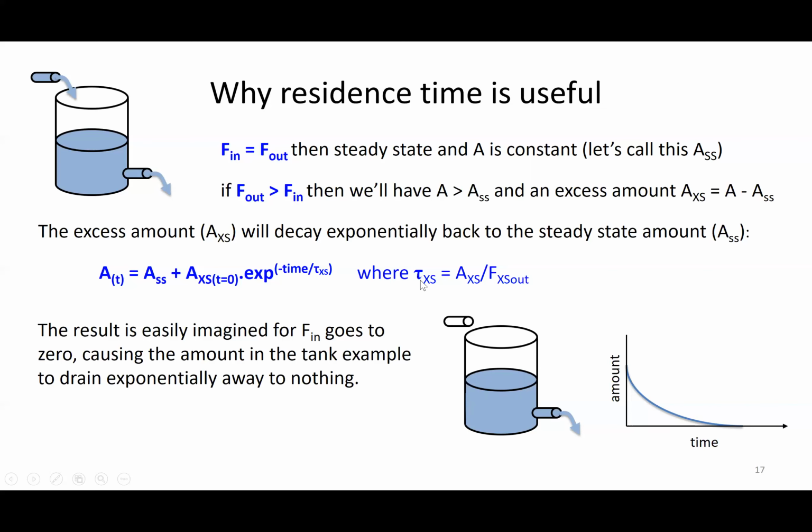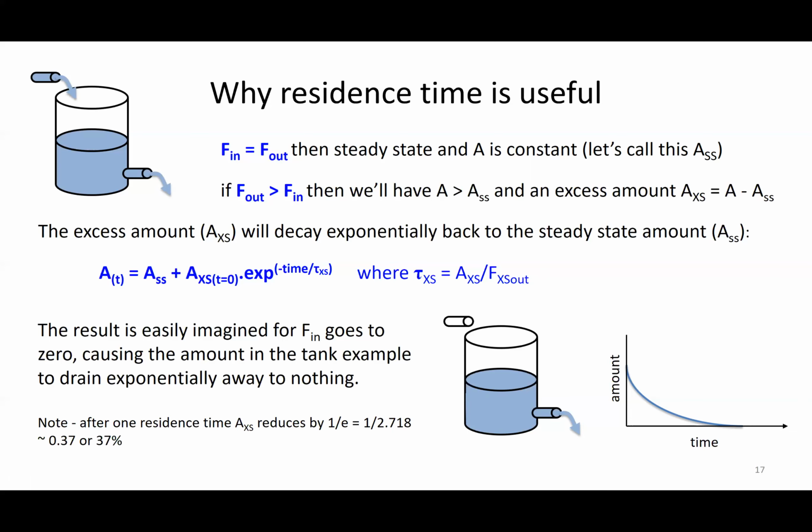and we could calculate the rate of decrease by knowing the amount of excess water in the tank, this amount here, and what the flow rate out is at the beginning after we've shut off the input flux. And the amount of water would decay away like this, and it would follow this equation here, this exponential decay equation.